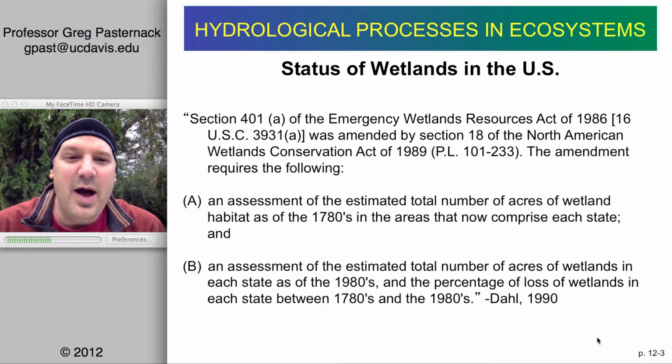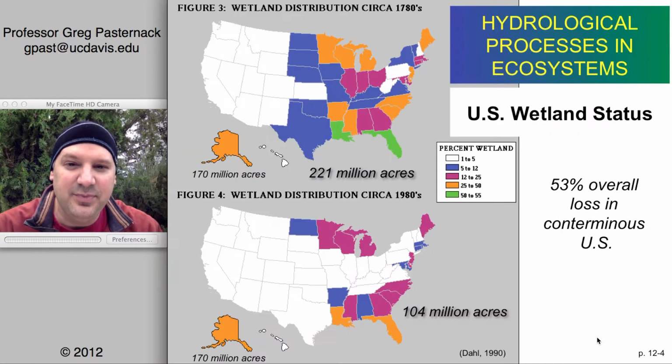Okay, well, the status of wetlands in the United States is something that we needed more information on. As a result, in 1989, there was the North American Wetland Conservation Act that amended a previous one and specifically called for an estimation of the amount of wetlands that existed in the U.S. in 1780, and then an assessment of how much was present in 1980, and as a result, getting a sense of how much change there has been in the area of wetlands in the United States.